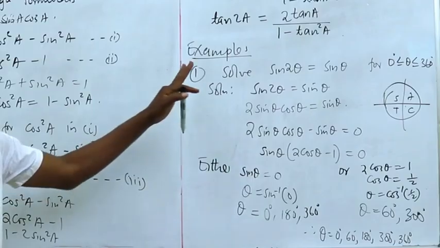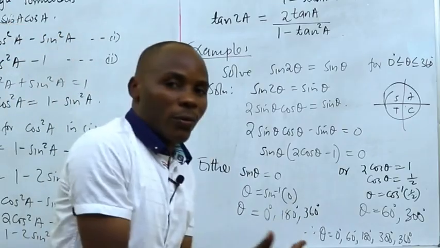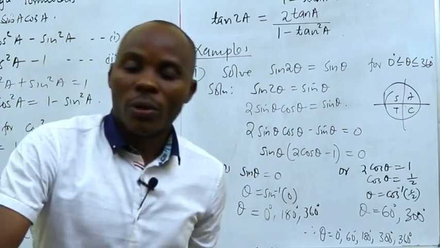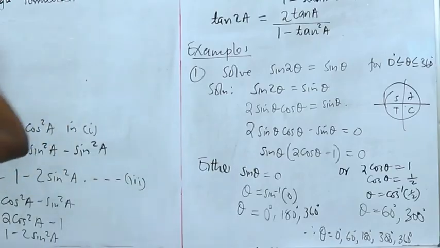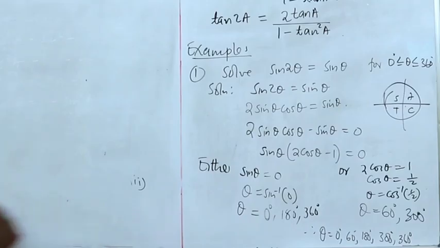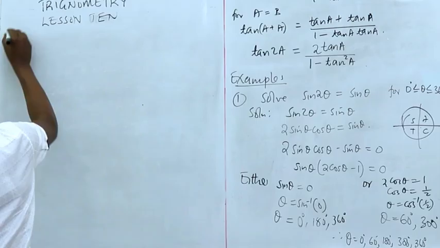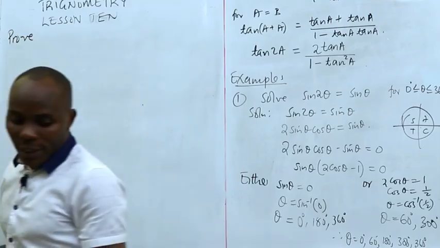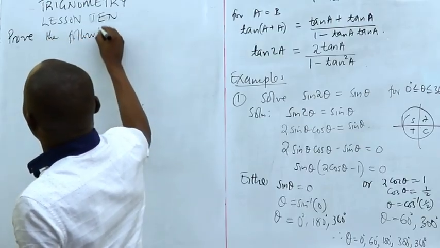That is one of the applications of the double angle formulas. You can use them to solve those equations. You can also use them to prove identities. Prove the following identities.